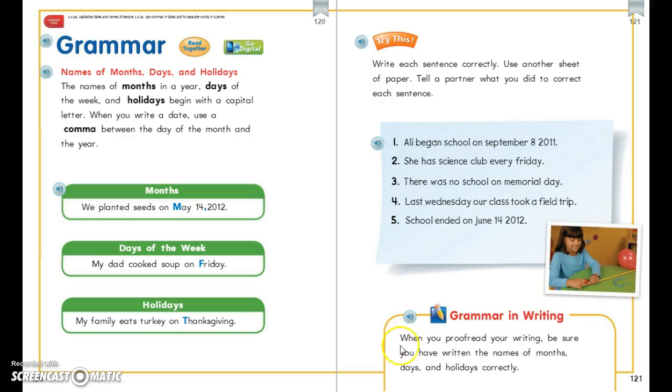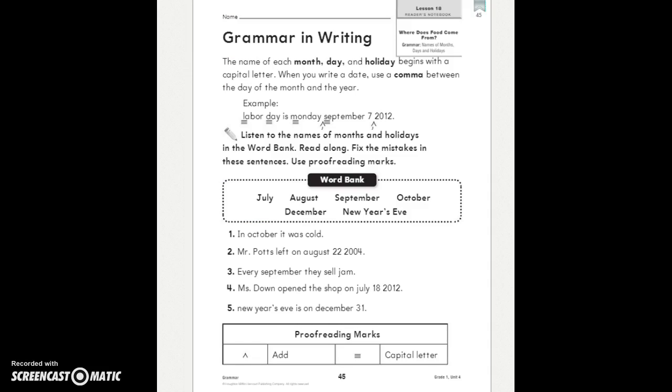Grammar and writing. When you proofread your writing, be sure you have written the names of months, days, and holidays correctly. Now turn to page 45 in your reader's notebook. Here you are going to practice grammar and writing. The name of each month, day, and holiday begins with a capital letter. When you write a date, use a comma between the day of the month and the year, just like we were doing on the previous pages in your book.